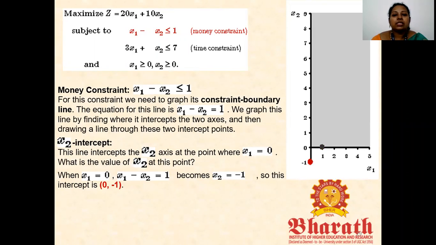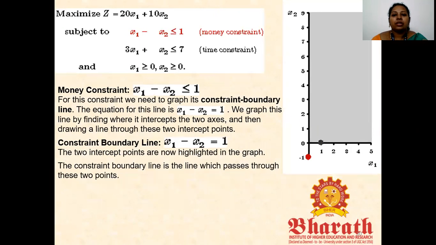So if we put x1 equal to 0, we get the value of x2 as minus 1, that is the point 0, minus 1, with x-axis 0 and y-axis minus 1. Then we mark that point also. After getting the points, we join these two points, 1, 0 and 0, minus 1, and draw a line through them.